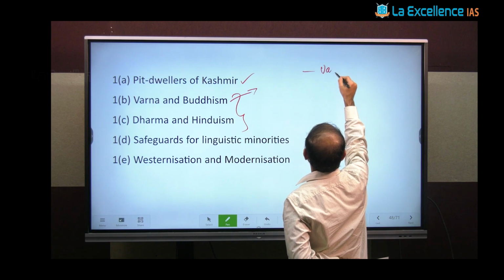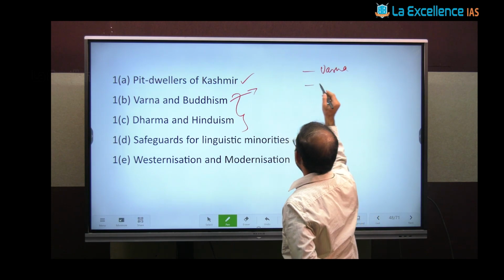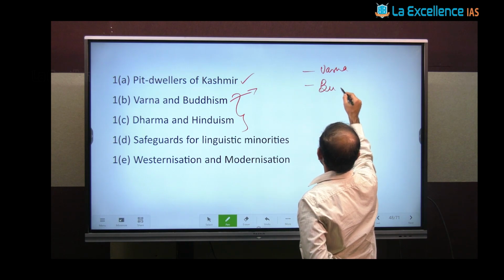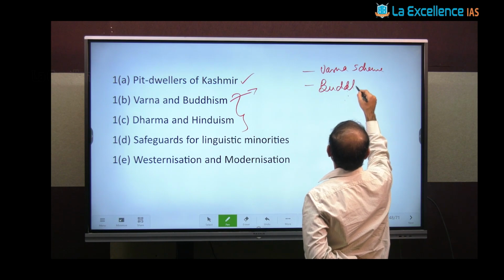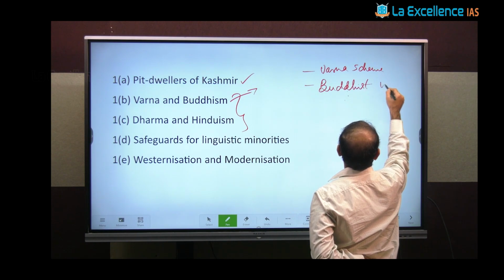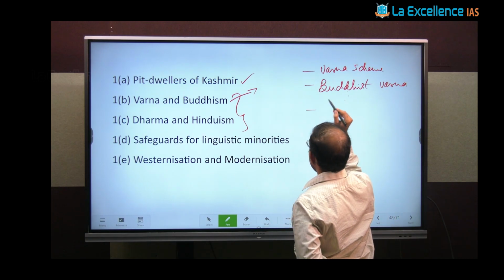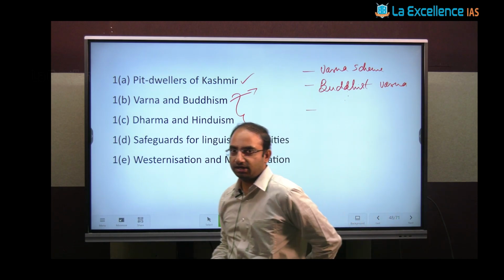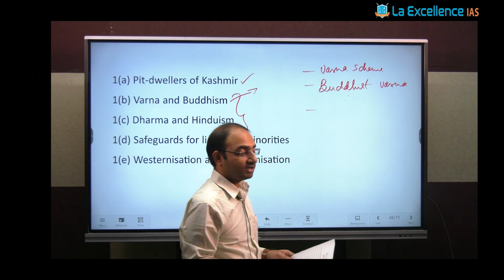First, describe what is Varna, then what is the Varna scheme, then the Buddhist critique of the Varna scheme, how Buddha proposed equality. And in the conclusion, you must find how this whole idea of egalitarianism endeared Buddhism to the masses, and that's why Buddhism spread rapidly.